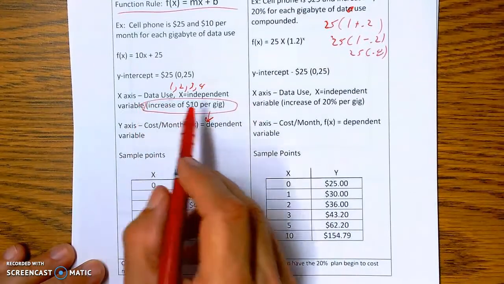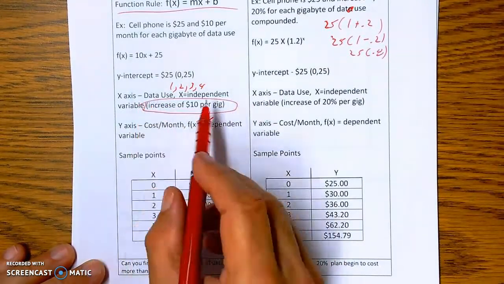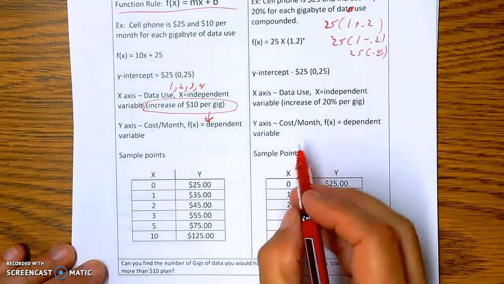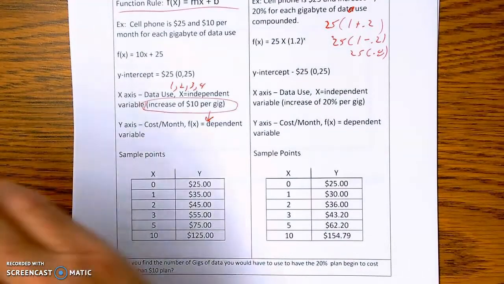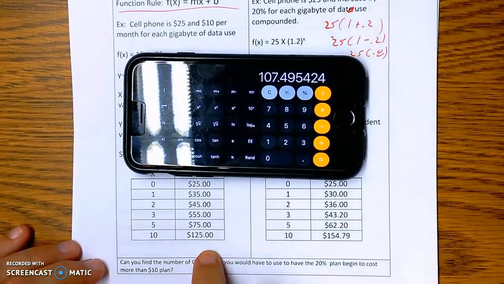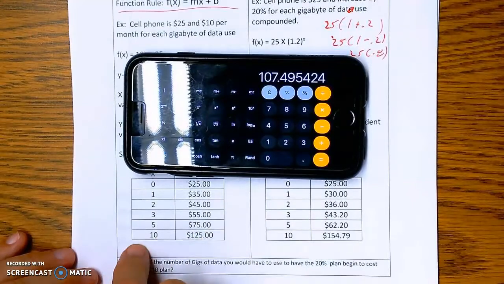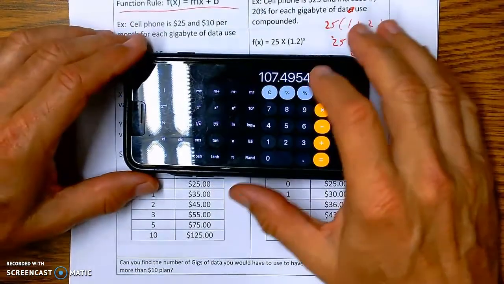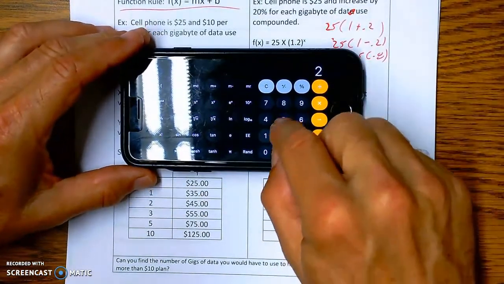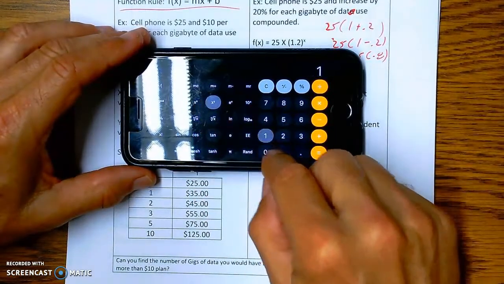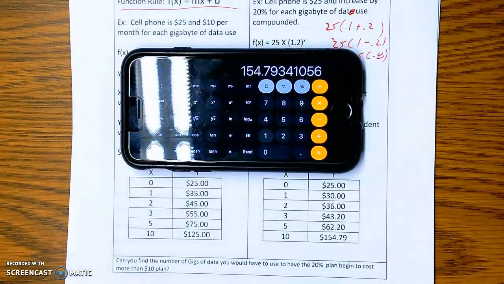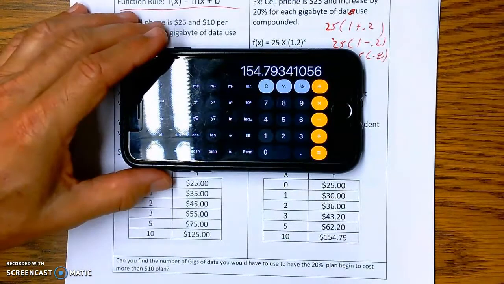Okay, let me come backwards, because I realize this is based on the number of data use. So we get our values. If we put this in the calculator, this is where these numbers are coming from. Now, this was pretty straightforward. Take 10: 10 times 10 is 100 plus 25 is 125. For the other one, I'm going 25 times 1.2 to the power of 10, and I get 154.79, rounded to the nearest penny because we're talking money.